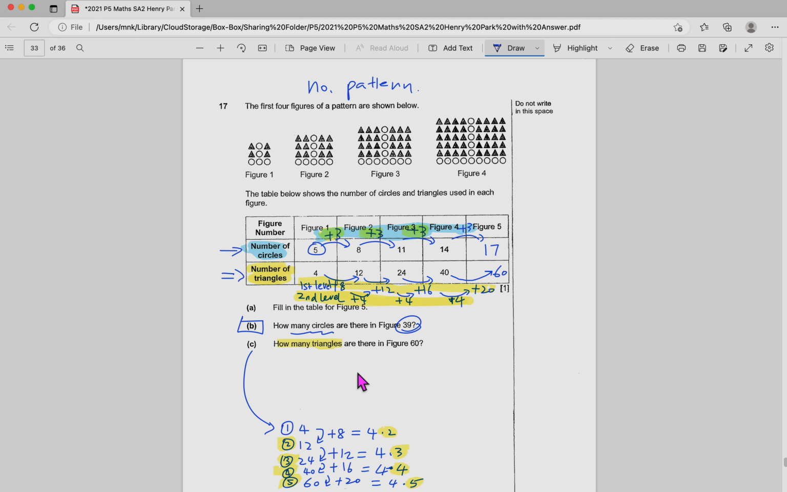So what you're going to see is this. If you want to go to the sixth number, it's the fifth number plus 4 times 6. The seventh number will be the sixth number plus 4 times 7. If you want to go to the 60th figure, it will be the 59th plus 4 times 60, because the figure number and this multiplier are the same. So your job is to figure out the 59th number, then plus 4 times 60.